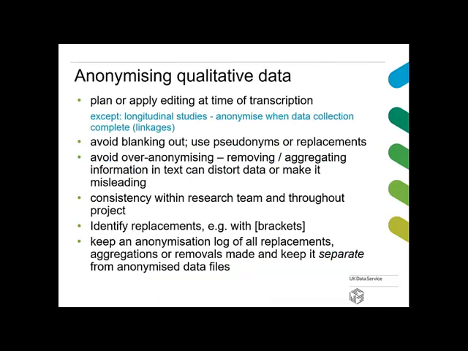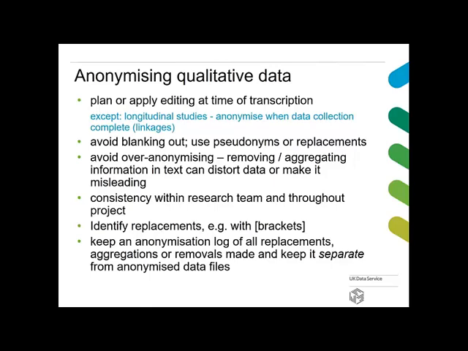When it comes to qualitative data, we typically advise that you should plan or apply this editing at the time of transcription. There is an exception here when we talk about longitudinal studies, where you would anonymise the data later so you don't break the linkages.